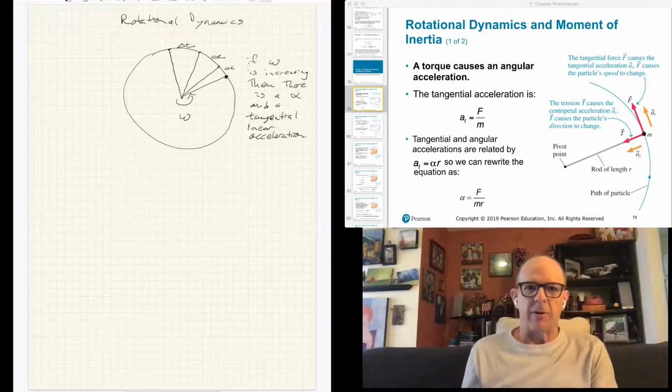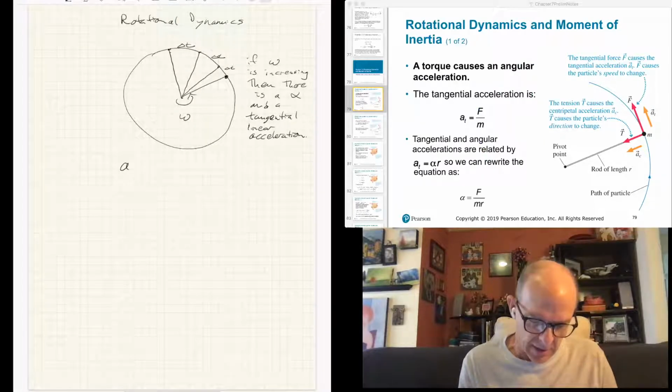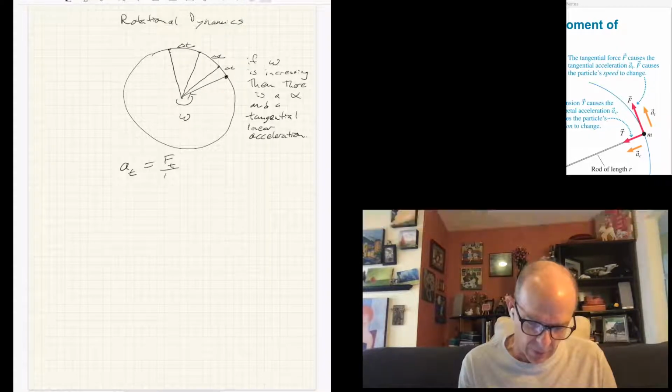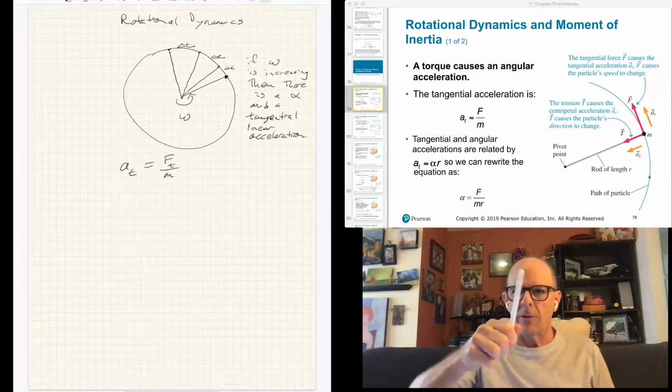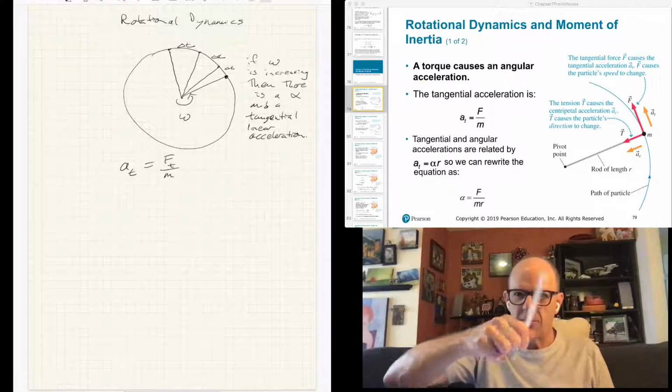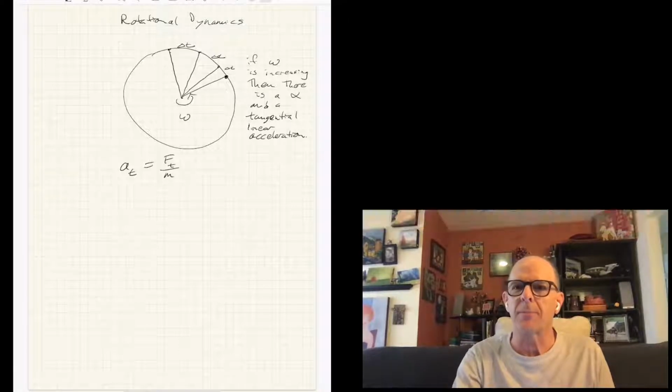And of course, if there's an acceleration, there must be a force causing that acceleration. That's what we know from Newton's second law. And so that tangential acceleration is equal to whatever that tangential force is over m. Well, that force is the force that's causing this thing to rotate faster. That is the force that is giving a torque.